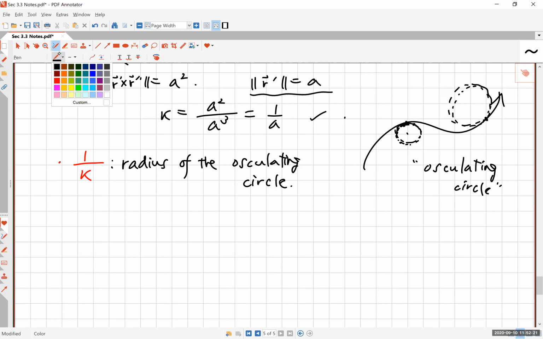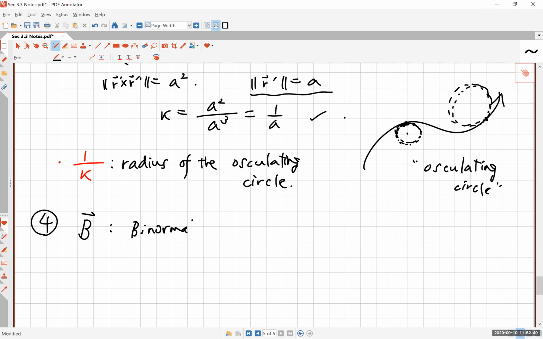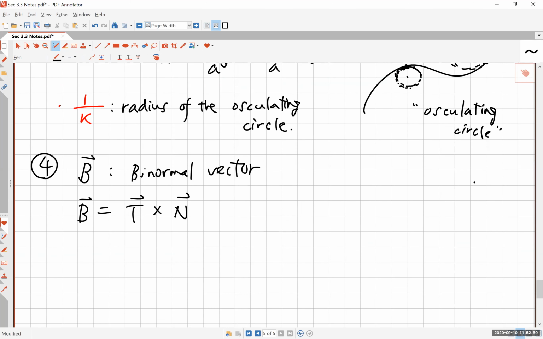All right, so that is what the osculating circle is. Okay, so I think I'm going to just do one more thing, and then I will quit. So let's go to number 4. This is the last thing we do, and that's capital B. This is called the binomial vector. And it's quite simple. I'll give you the definition of it. The binomial vector is the unit tangent vector T cross N.